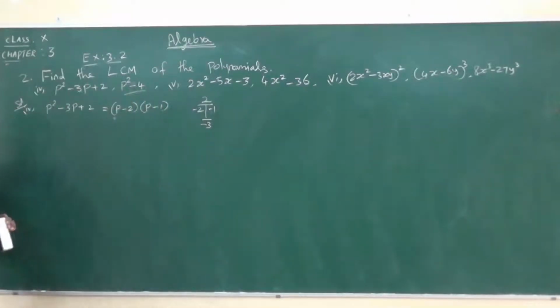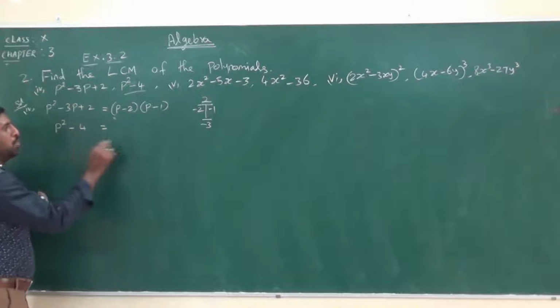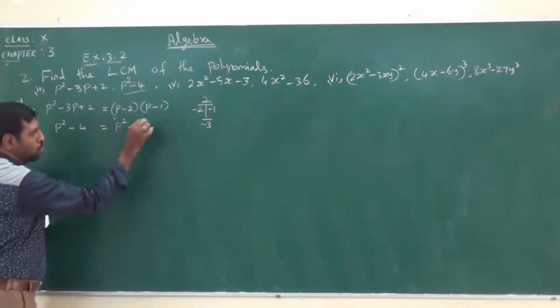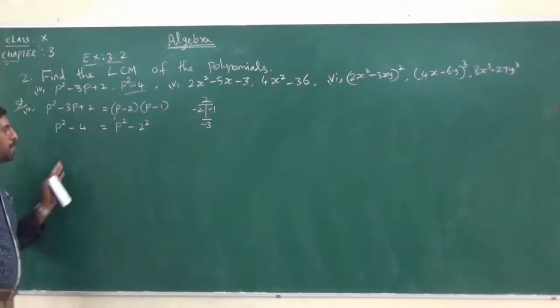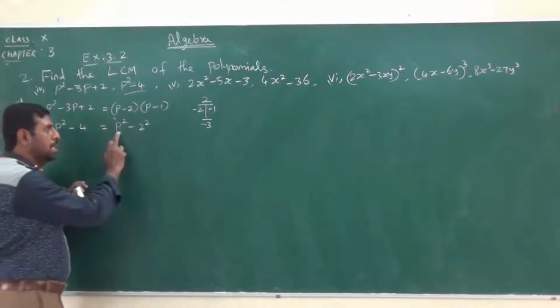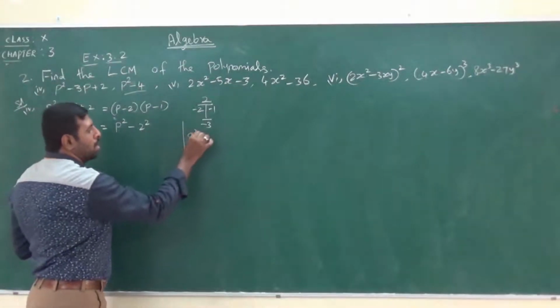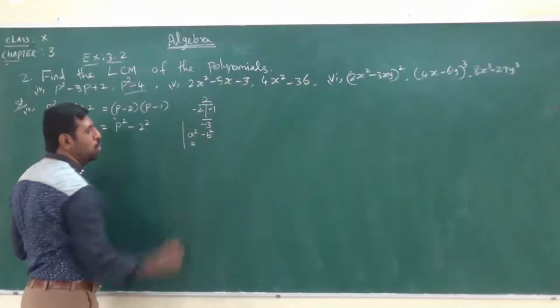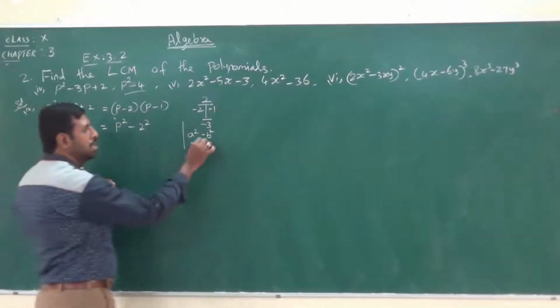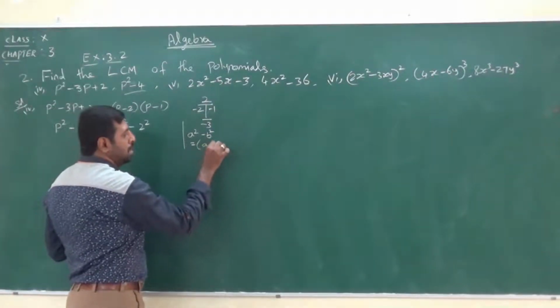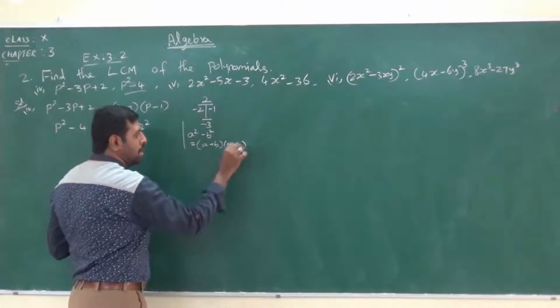Next we get the second polynomial, p square minus 4. See, the 4 can be written as p square minus 2 square. A perfect square number, right? So 2 square. So it is in the form of a square minus b square.